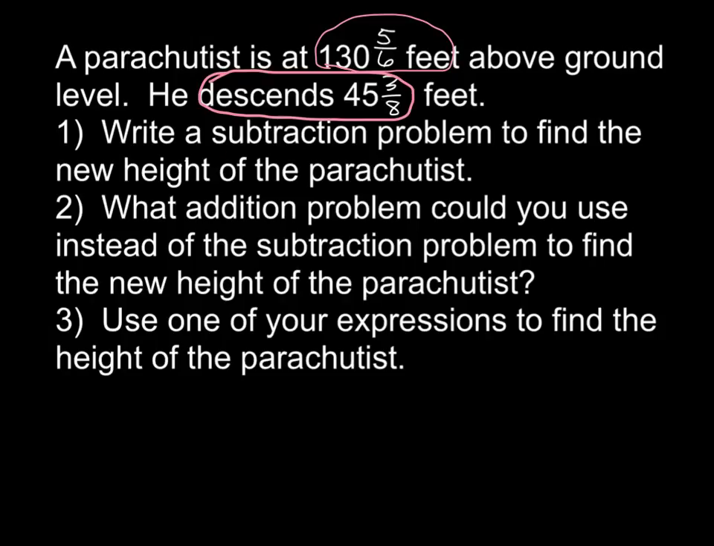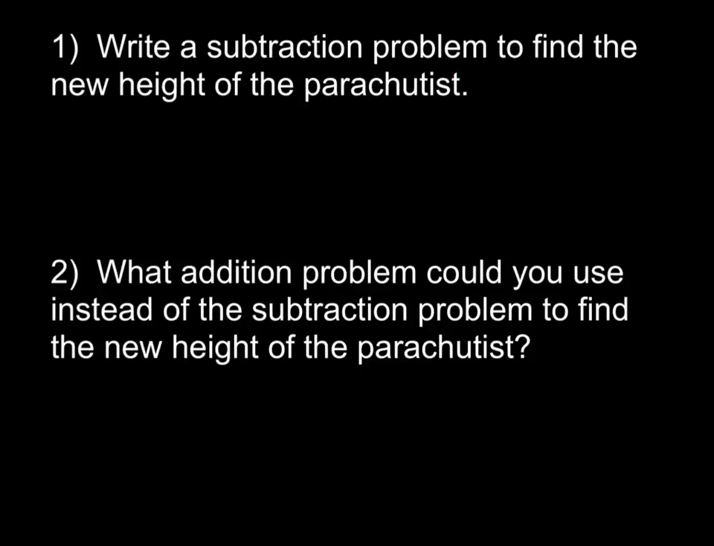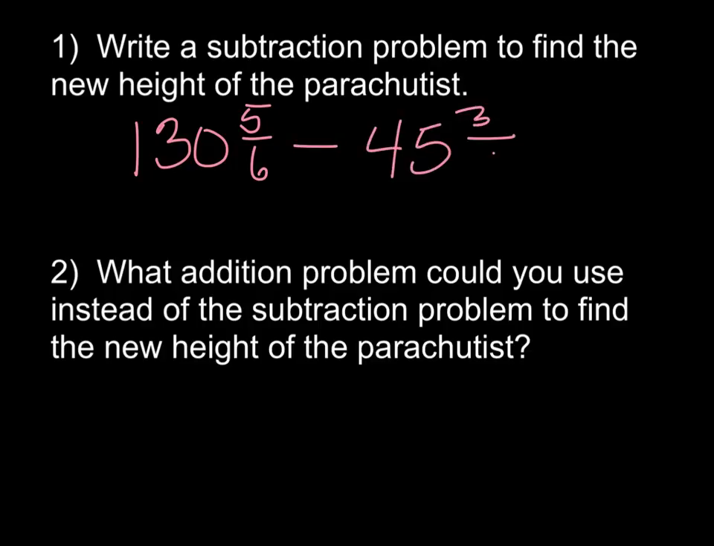We know that we're going to be writing a subtraction problem and an addition problem. And then, of course, we're going to be applying what we know about expressions to find the height of that parachutist. So, first thing, write a subtraction problem. Well, that's easy enough. We know we're starting at 130 and 5/6 feet, minus 45 and 3/8 feet.